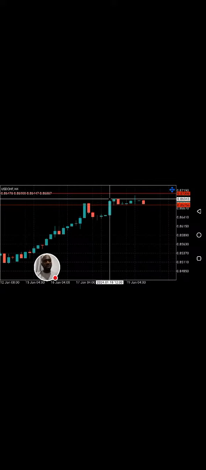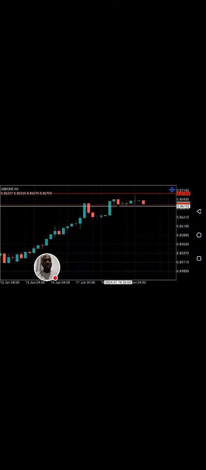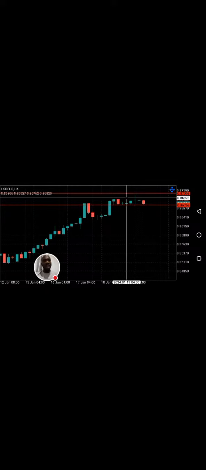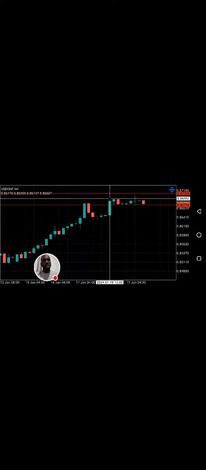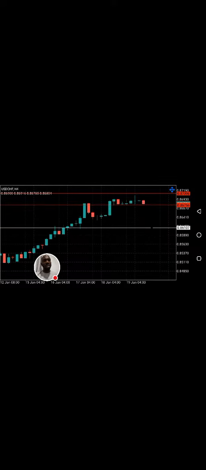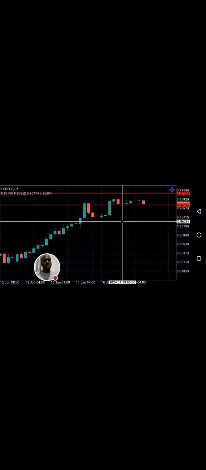Most retail traders would have executed sell after the close of this bearish candle, because that was what they were taught. After the formation of a hanging man, wait for the next candle to close bearish, then sell. So most retail traders would have entered sell, and they would have their stop losses at this level. So what they did with these candles was to hunt for the stop losses at this level before they start selling.